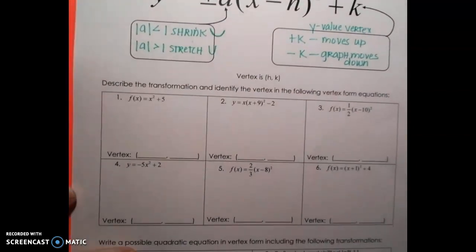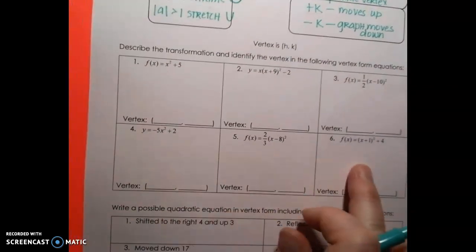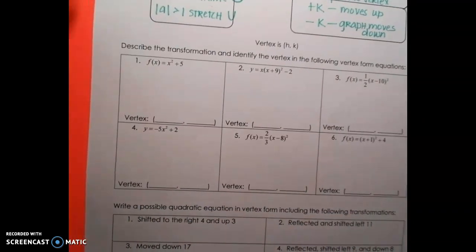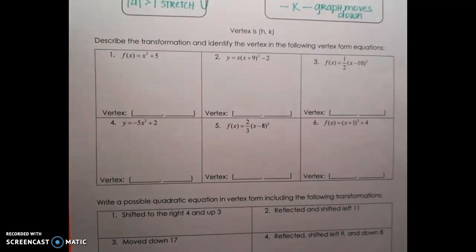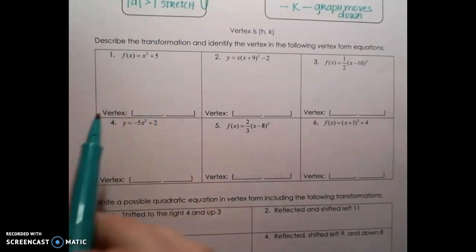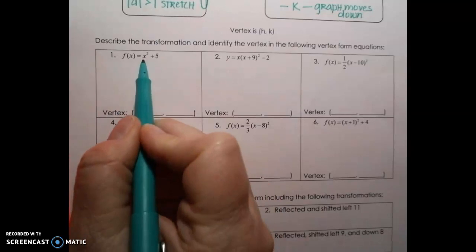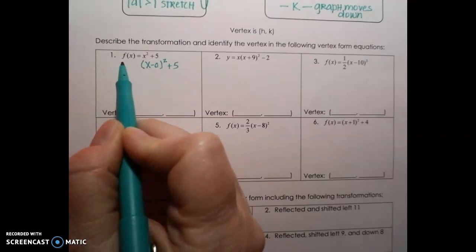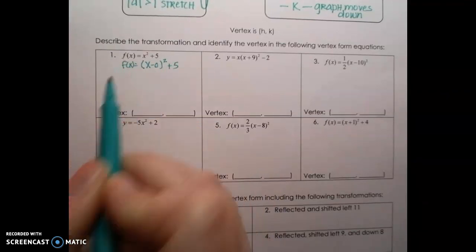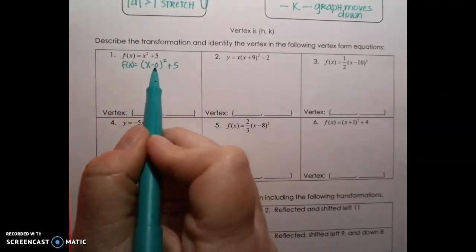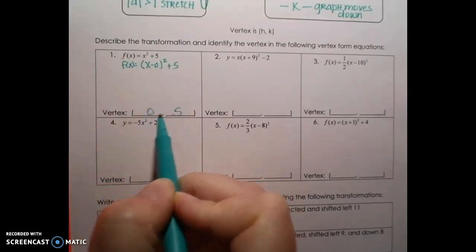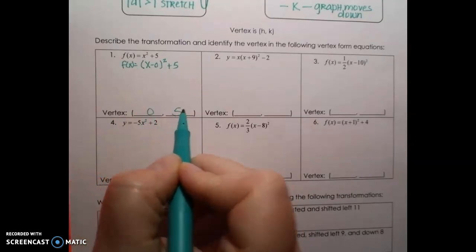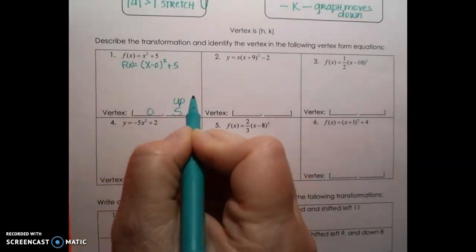All right, so I will do these first 3. Your assignment will be to do the next 3, and I'll do the first 2 on the bottom, and you'll do the other 2. All right, so in our first equation, it is not in vertex form, but this is the same as saying X minus 0 squared, and then we have plus 5. That would show a vertex of 0, 5, and that would mean it didn't move left or right, but it did go up 5.